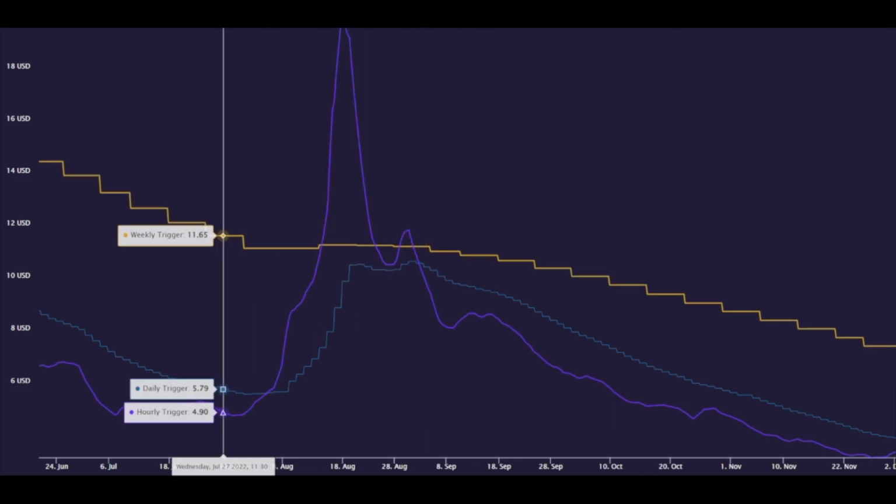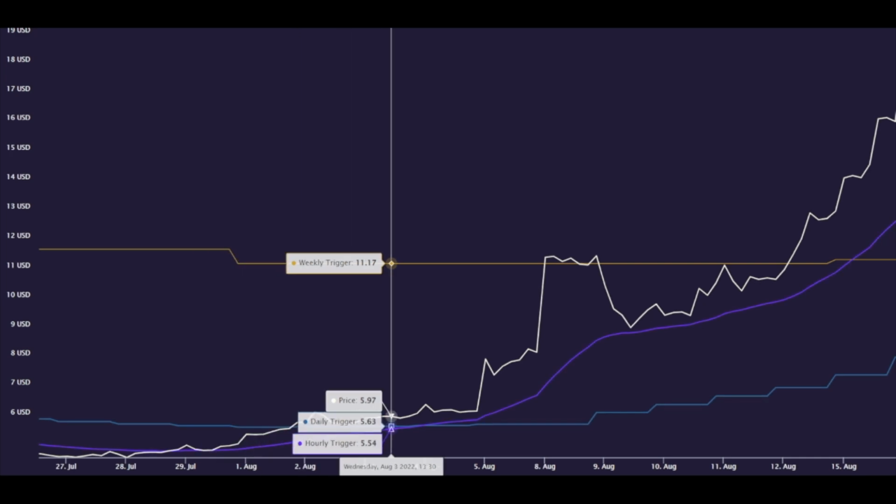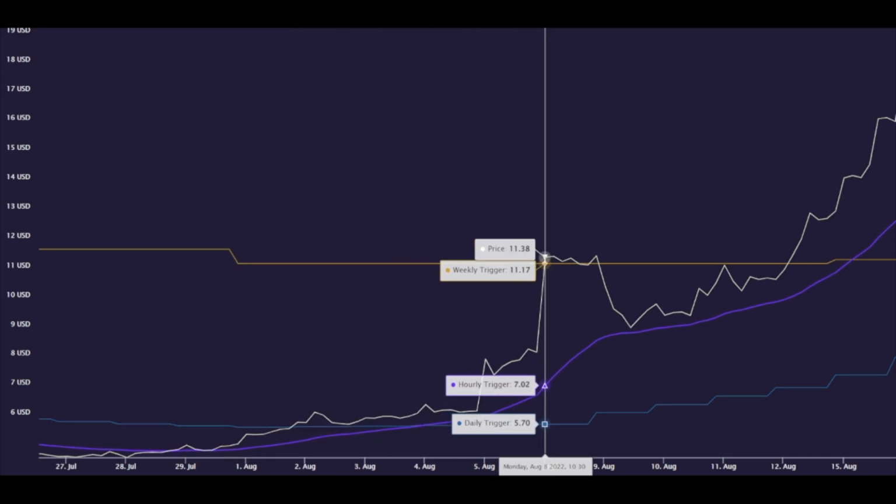Once that happens, we can expect to move to the weekly trigger, similar to here, where price broke above the daily trigger, the hourly trigger crossed the daily trigger, and this was August 4th, and already by August 8th, only 4 days later, price attacked the weekly trigger.